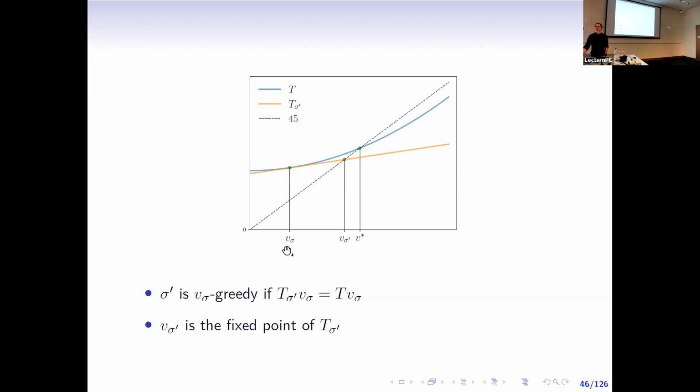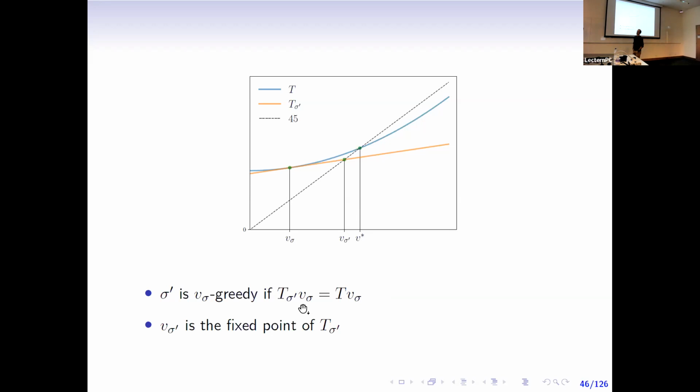is we take a sigma and we take the value of that. This is value space, so this is V sigma. And now I take the greedy policy. Now what's the greedy policy? The greedy policy, which I call sigma prime, remember we had this characterization of greedy policy?